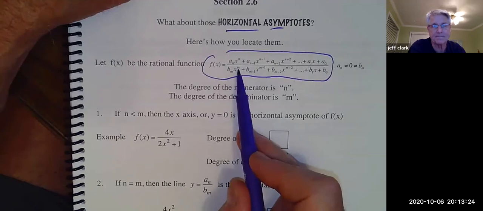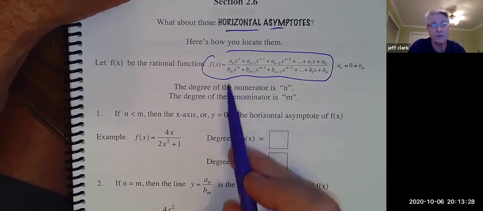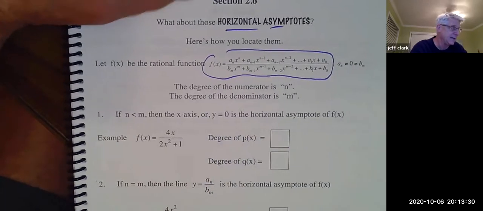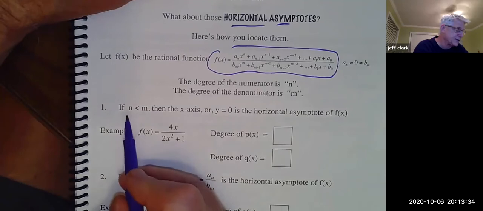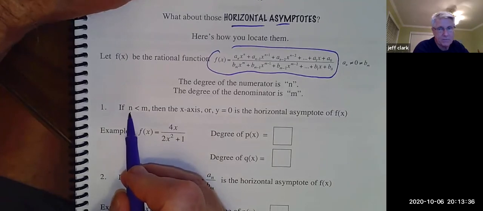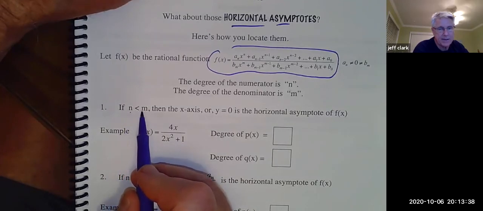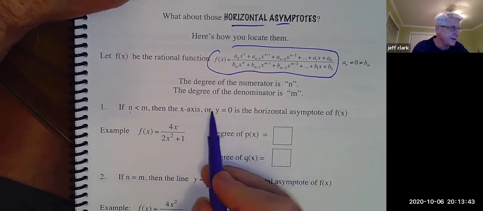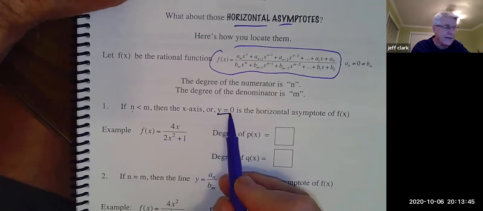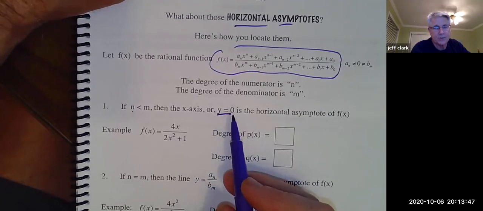Sometimes the powers, the degrees, are different, and sometimes they're the same. And that's what we're going to look at. So the first one, think n is numerator. If the degree in the numerator is smaller than the degree of the denominator, then it turns out y equals 0 is your horizontal asymptote.